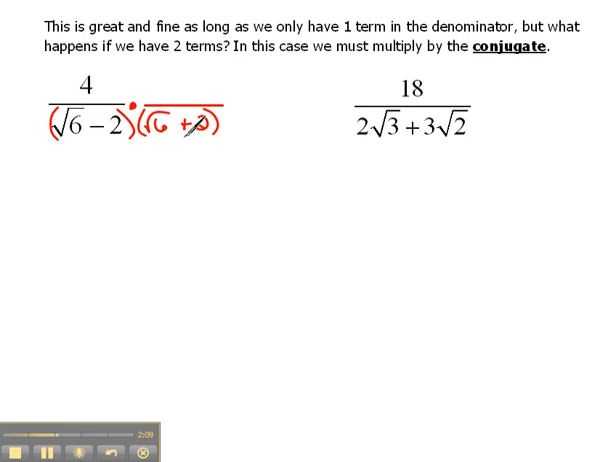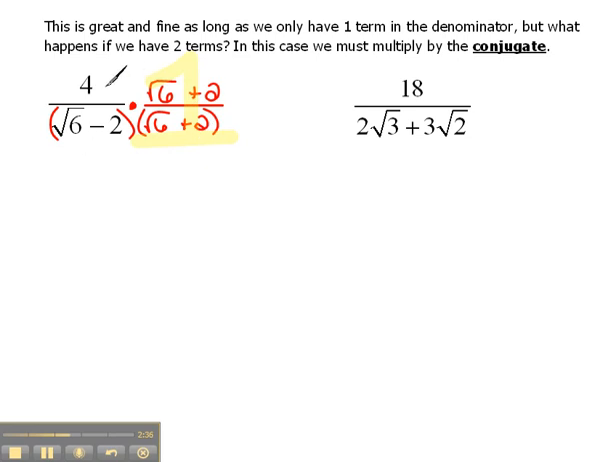And this is called the conjugate. The conjugate is really the same terms, just the opposite sign, so that it makes the difference of two squares. Now remember, we can multiply by anything we want to, as long as we do it to the top and the bottom, so that we're just technically multiplying by 1. So let's see what happens when we do this.